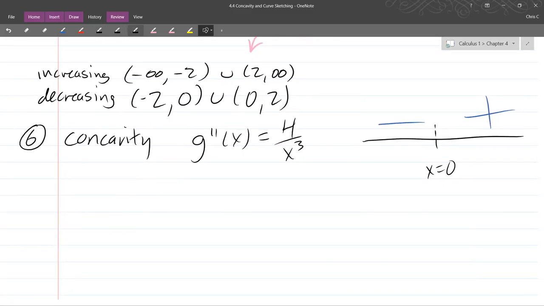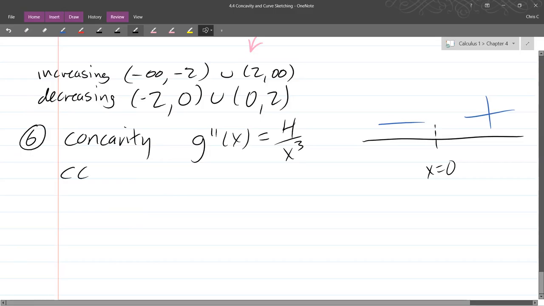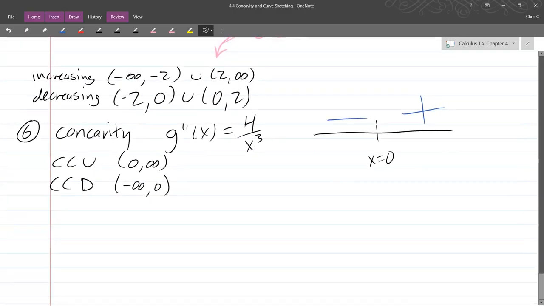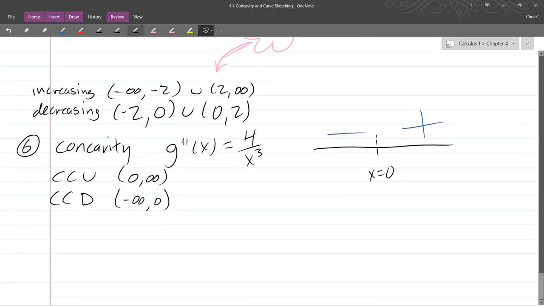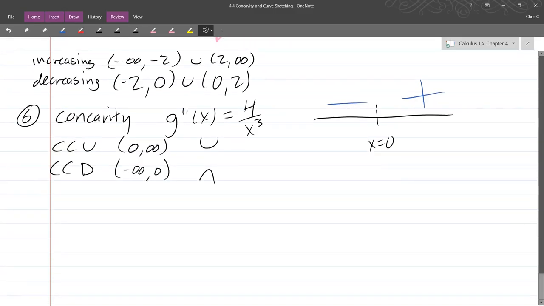So concave up and down. We're just going to write CCU, and that is 0 to infinity. And concave down, you could write CC with an up arrow. No, that's not good. We'll just write it out like that, concave down, negative infinity to 0. All right, so we've got concavity, up and down. You could do symbols like that. That's what it means, concave up and down. All right, we are ready to start sketching the graph. What I'm going to do is build a big table.